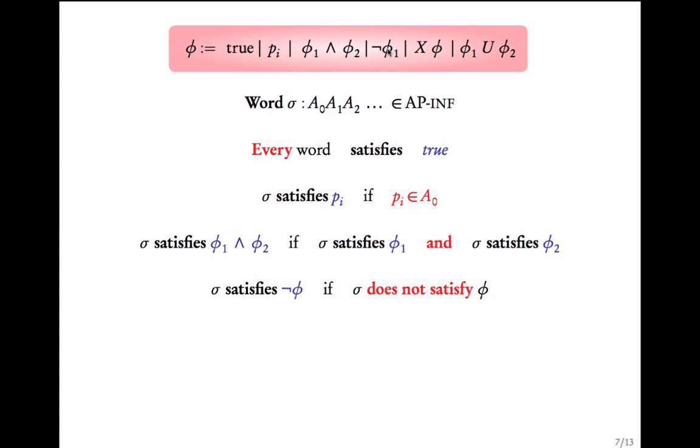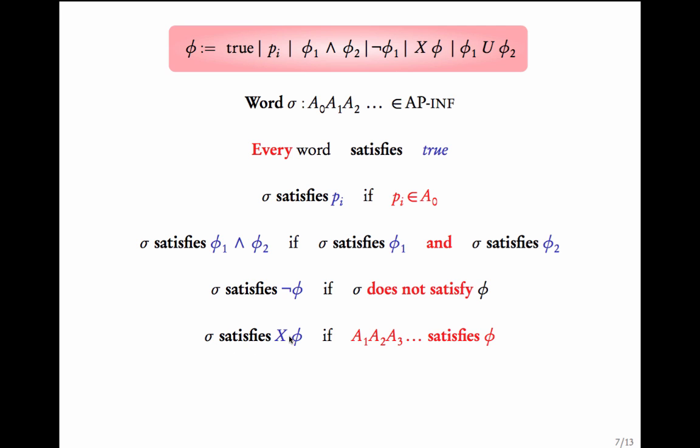What about not phi1? Simple. Sigma satisfies not of phi if sigma does not satisfy phi. Okay. What about X phi? These are more interesting.